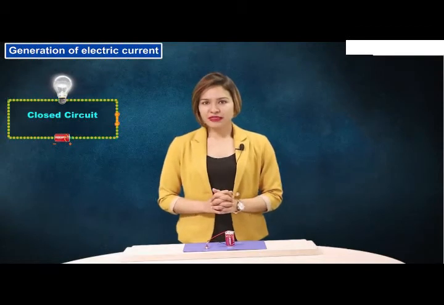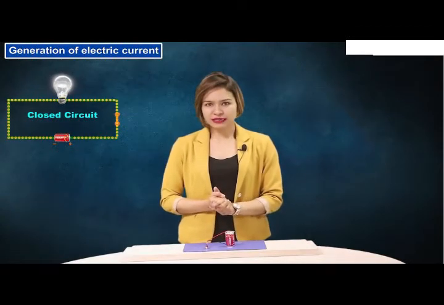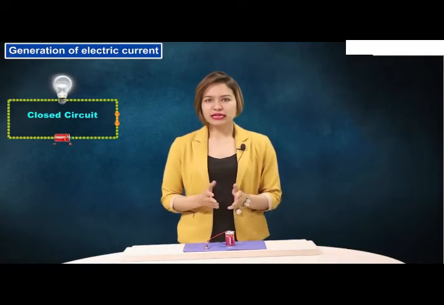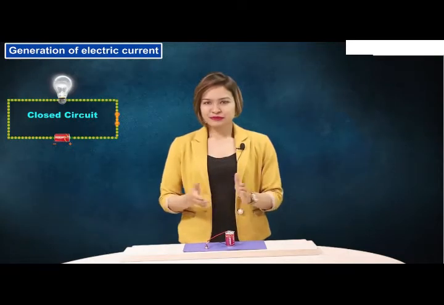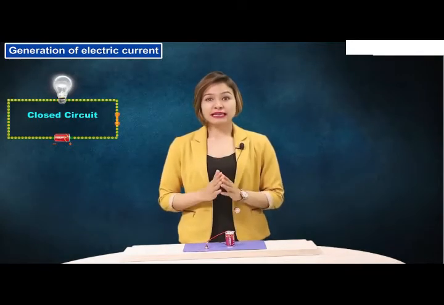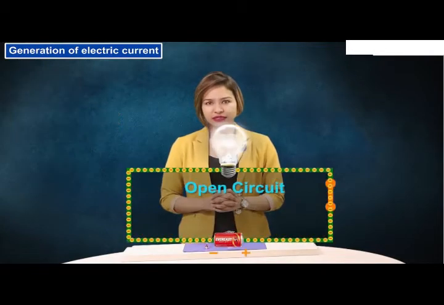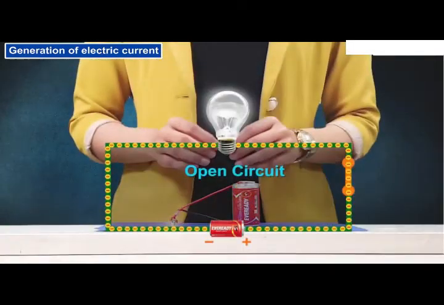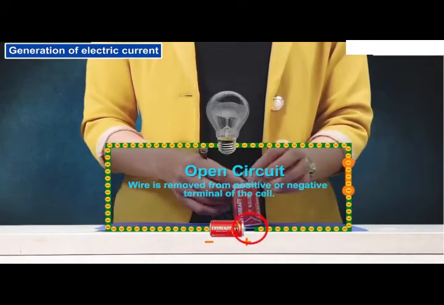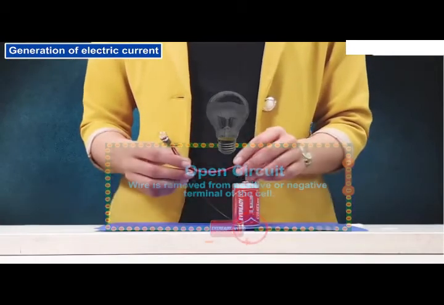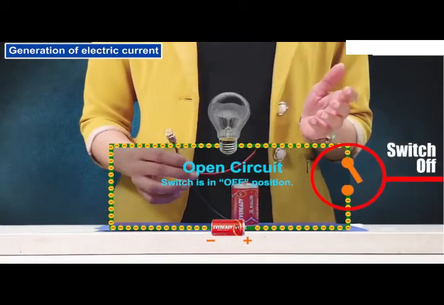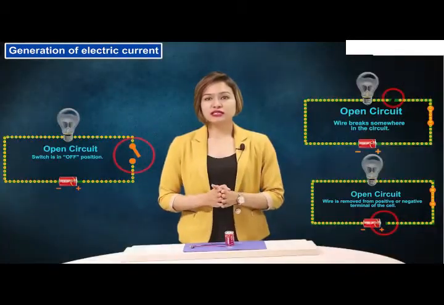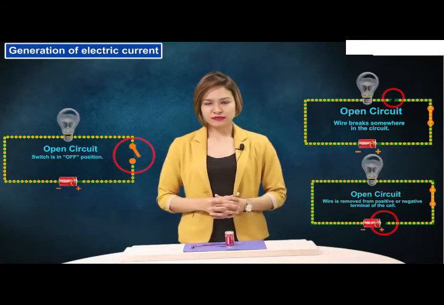Now students, you might be thinking, if we have something called a closed circuit, then is there something called an open circuit too? As the opposite of the word closed is open. Well students, you're thinking right. And yes, there is a term called open circuit, which means that if a wire breaks somewhere in the circuit, or the wire is removed from the positive or negative terminal of the cell, or the switch is in the off position, then this forms an open circuit, which thereby restricts the directional flow of the free electrons.